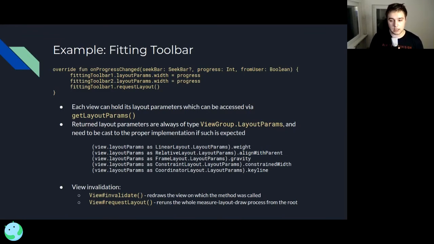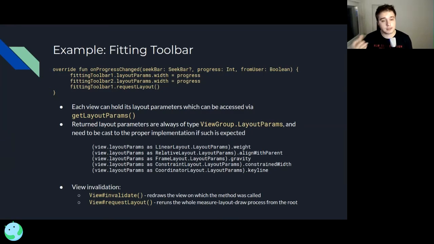So I have these fitting toolbar one and two, and as I move the progress, I just set the progress value to be its width. And there's no set width call on it, so you have to do it through layout parameters, because layout parameters actually tell the parent, as I described earlier, how big the view wants to be. So if you say fitting toolbar one dot layout parameters dot width, set it to progress, and do the same for toolbar number two.